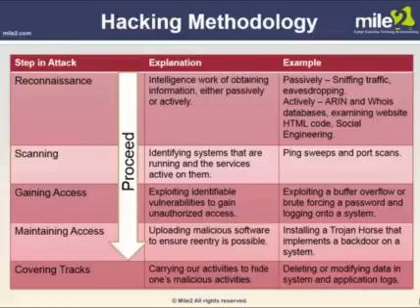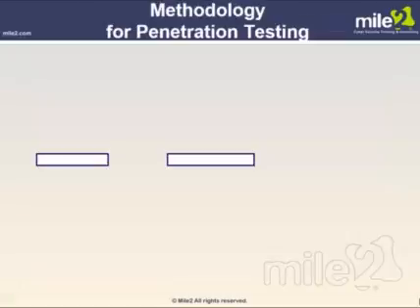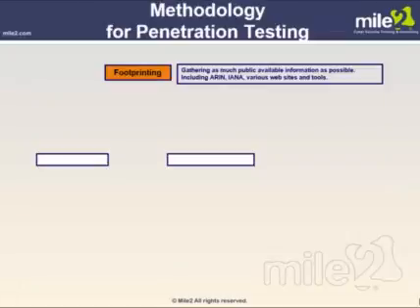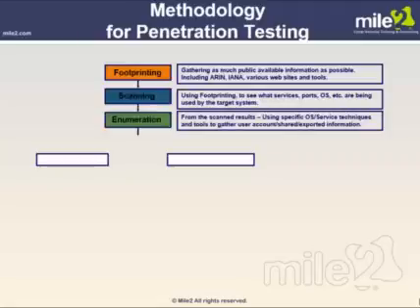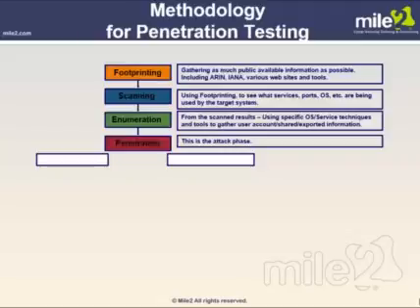So methodology for pen testing, basically we start off with footprinting, right? We want to gather as much publicly available information as possible. And we can basically get this through ARIN, IANA, various websites and tools and so forth. Again, we'll have a whole section just on that. Again, the scanning portion, enumeration, we just talked about this, right? And then here we get into what's called the penetration side.